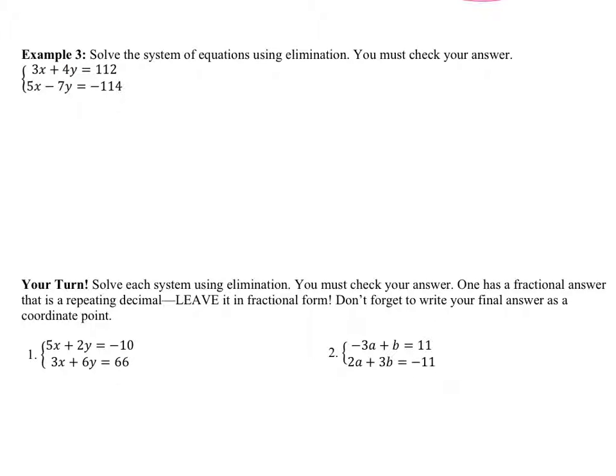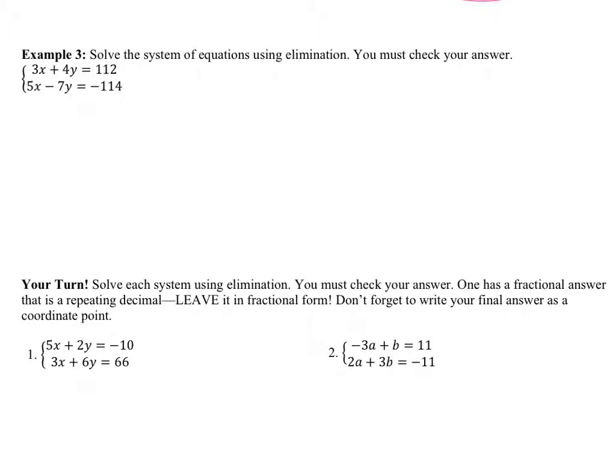So the least common multiple between 3 and 5 is 15. So I can multiply the top one by 5 and the bottom one by 3, and then I'd have matching coefficients. However, I do want one of them to be negative because I want a negative 15 to cancel out with a positive 15. So then you would get to choose. Do you want negative 5 and positive 3 or positive 5 and negative 3? But we could also do the y.